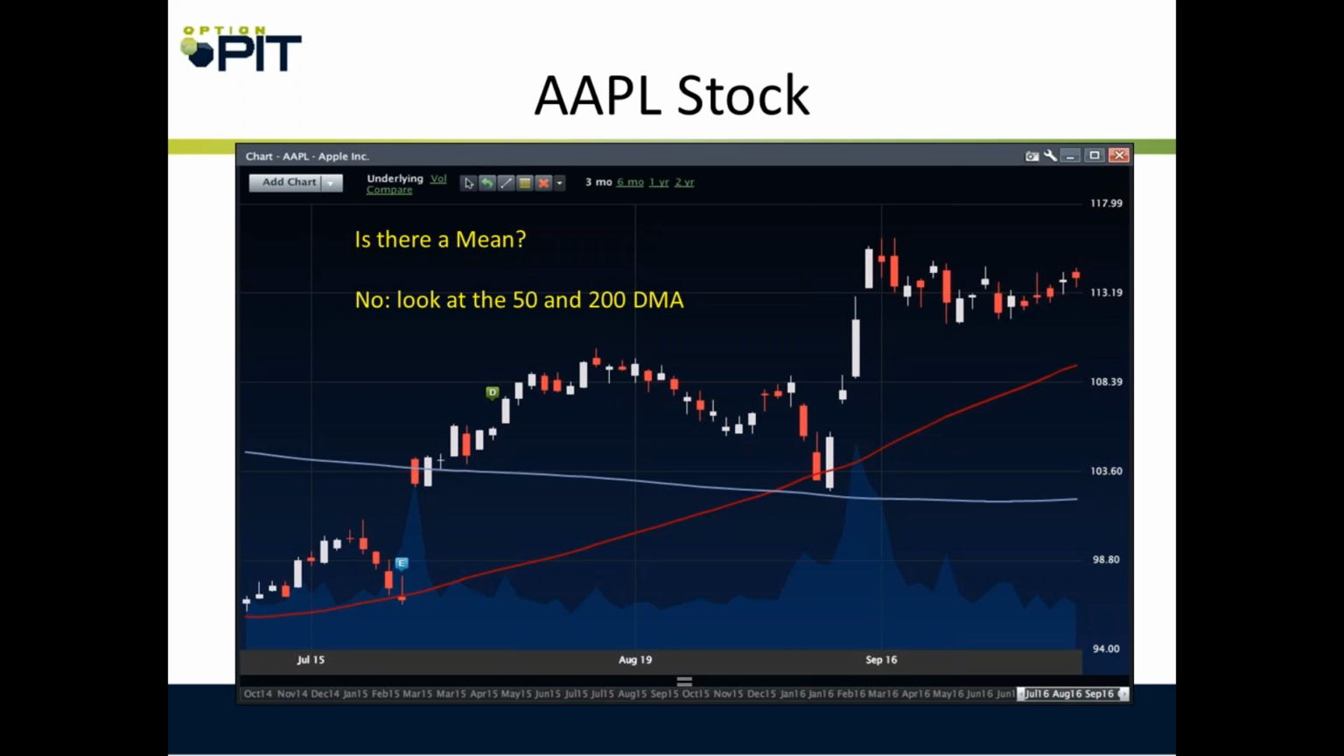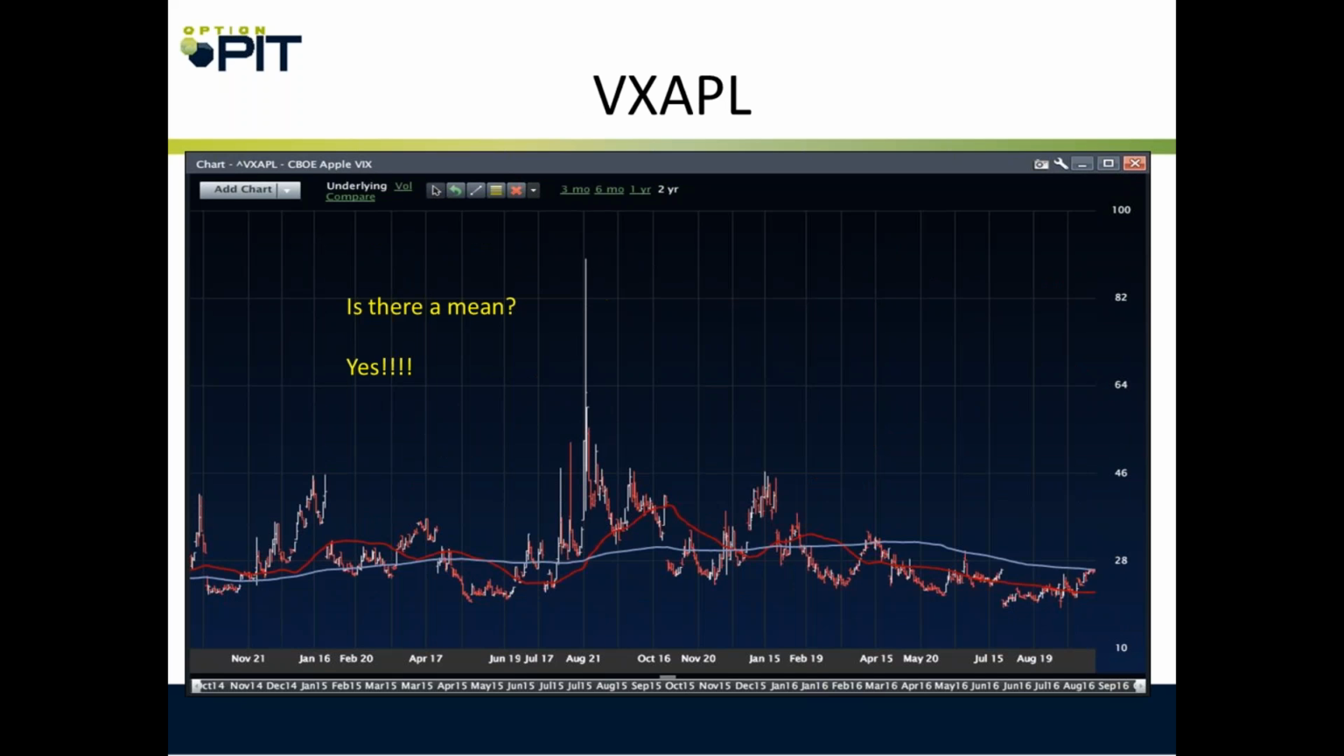Now let's look at VXAPL. VXAPL is the VIX of Apple. It is the implied volatility in Apple options. And we can see that there are some real spikes, but the red line representing that 50-day moving average seems to kind of meander, and the gray line, which is the 200-day moving average, well, you tell me, that thing does not move very much at all. It ranges between 26 and 30, and 28 seems to be the mean for this thing.